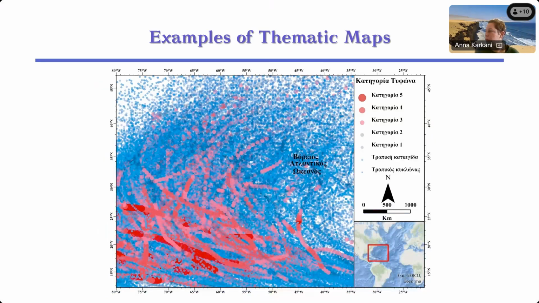And a few more just to close on the examples. Here again, you can see another thematic map showing the frequency and category of hurricanes in the North Atlantic area. Here we also have the variable size symbol thematic cartography. Depending on the category of the hurricane, we have a different symbology, different color, but also different size.